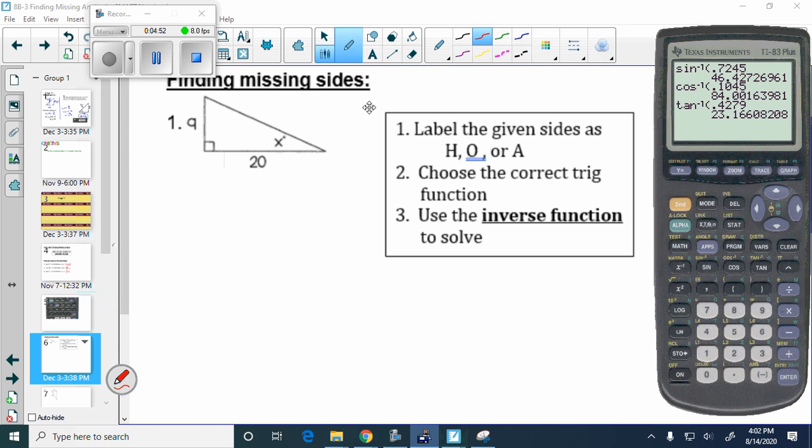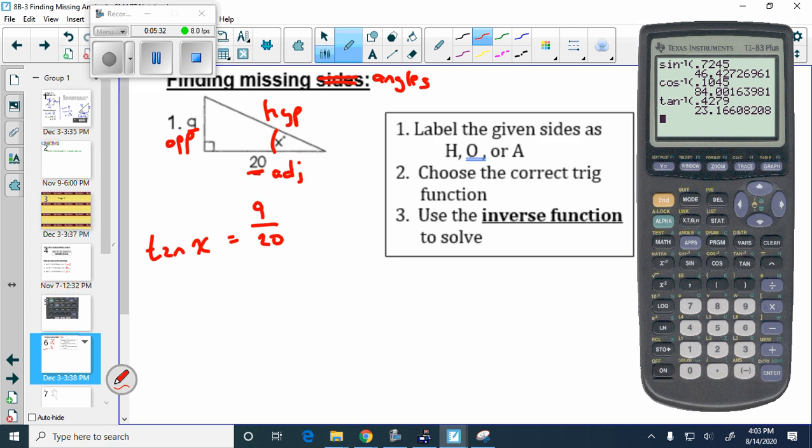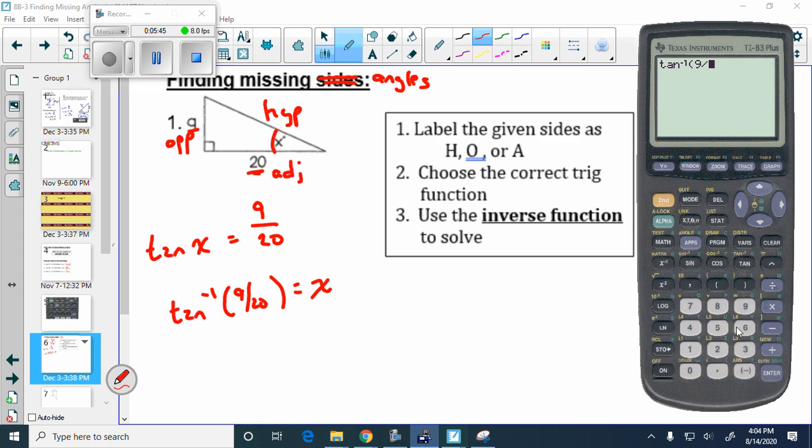So let's see if we can find the missing numbers here. Label these parts, figure out what we need to find and use the correct inverse function. So I'm actually finding missing angles here. And I've got this angle. So relative to that, this is the opposite, this is the adjacent, this is the hypotenuse. So since I've got adjacent and opposite here, I'm going to use the tangent of x equals opposite over adjacent. So in my calculator, I'm writing inverse tangent of 9/20ths, and that'll give me x. So on my calculator, it's the inverse tangent of 9/20ths, 22.2. Sorry, 24.2.